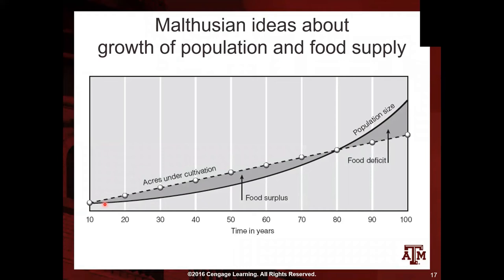Our ability to produce food also increases over time, but not as fast. So at a specific time point, our ability to produce food actually gives us more food than is necessary for the population. We have a food surplus. But we reach a specific time point where our technological advances, our knowledge about how to produce food, don't give us so much, and then we will have less food than is needed to feed our population. So we're going to have a food deficit, okay?